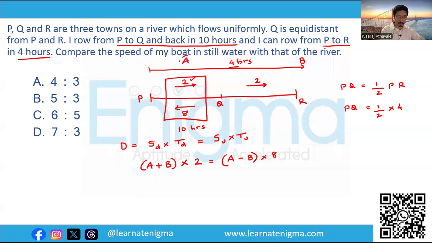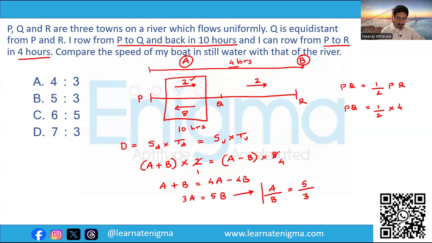Now we want to find out the ratio A is to B. So let's solve this. Let's reduce it first. 2 4s are 8. So on the left hand side, we have A plus B is equal to 4A minus 4B. Bringing all A on one side and B on the other, we have 3A is equal to 5B. We want the A to B ratio. A upon B will be 5 upon 3. So the answer will be option B.